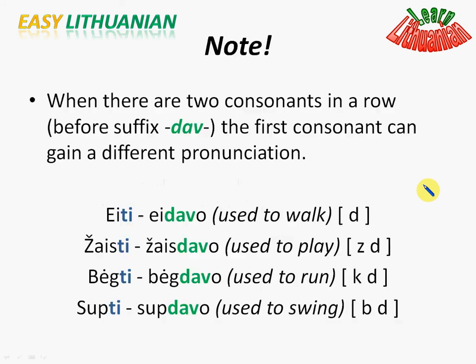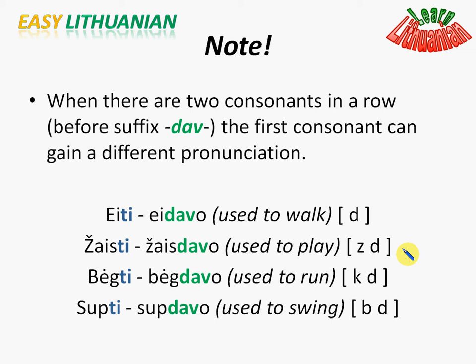And a little note. When two consonants are next to each other, in a row, the first can gain a different pronunciation. For example, if you've got the infinitive eiti, you form the past frequentative and you say eidavo, eidavo. There's no consonant before the -ti suffix and before -dav, so there's only one consonant, and it's very clear to pronounce. But when there is a consonant before the suffix -dav, žaisti, žaisdavo, the s somehow is pronounced like z.